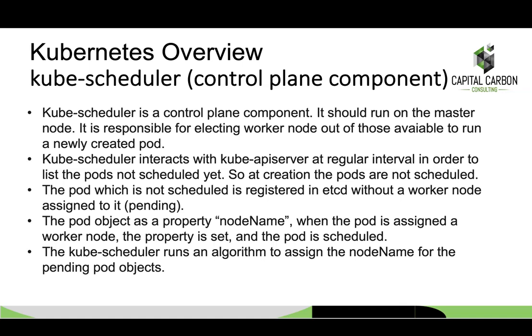So at creation, the pods are not scheduled. The pod which is not scheduled is registered in the etcd without a worker node assigned to it, and the state is pending. The pod object has a property, node name. When the pod is assigned a worker node, the property is set and the pod is scheduled. The Kube Scheduler runs an algorithm to assign the node name for the pending pod objects.